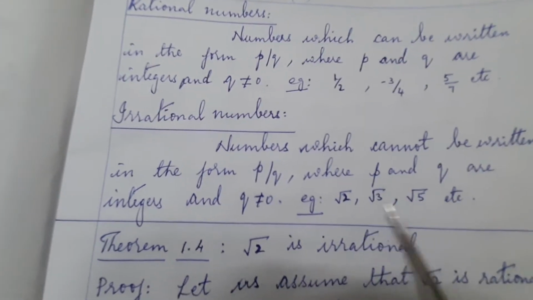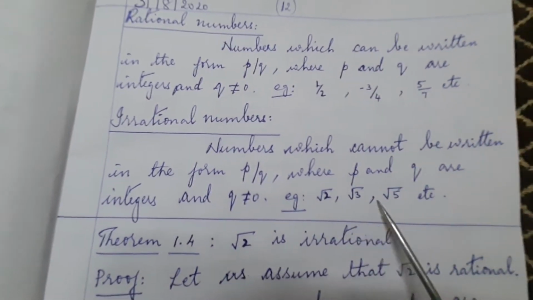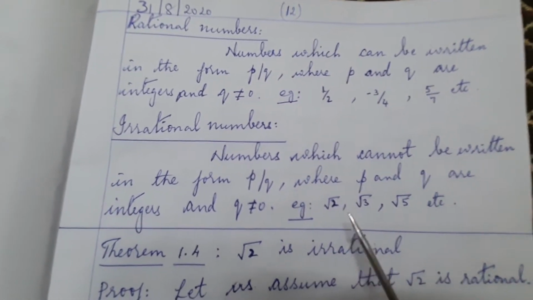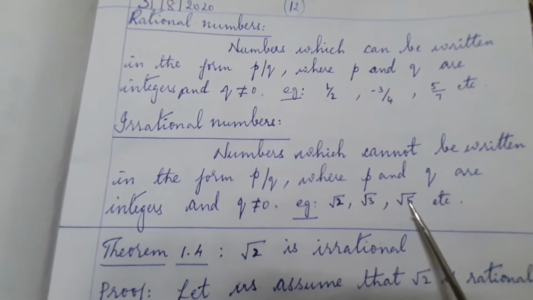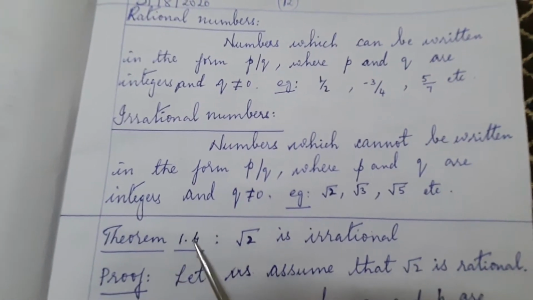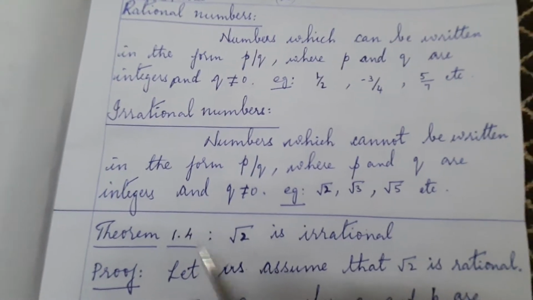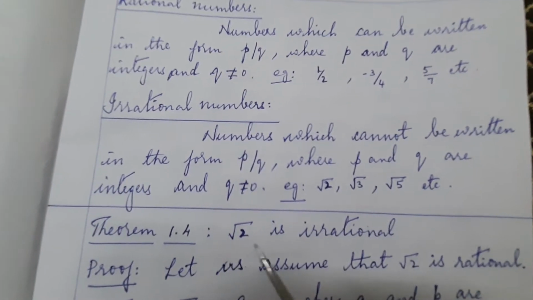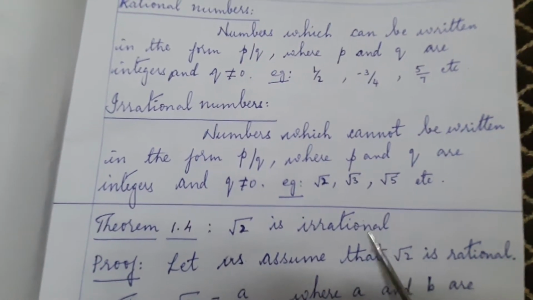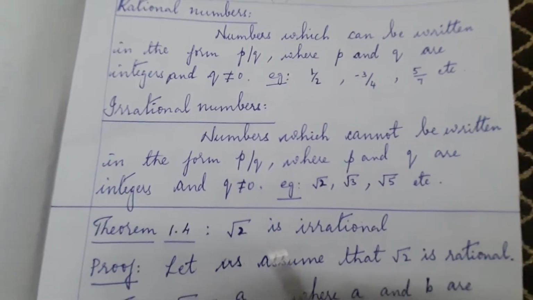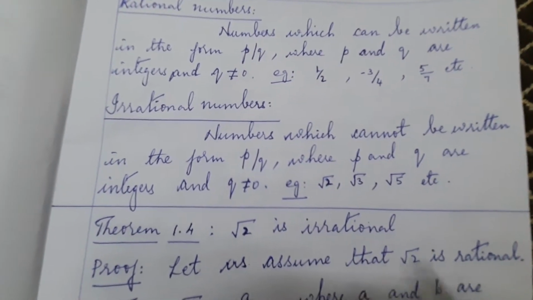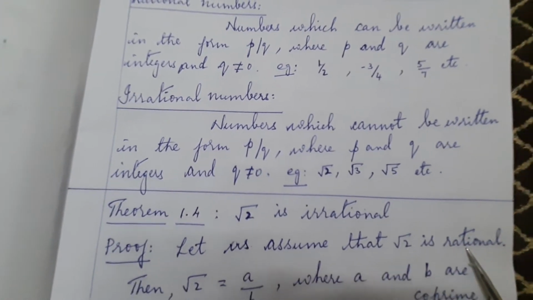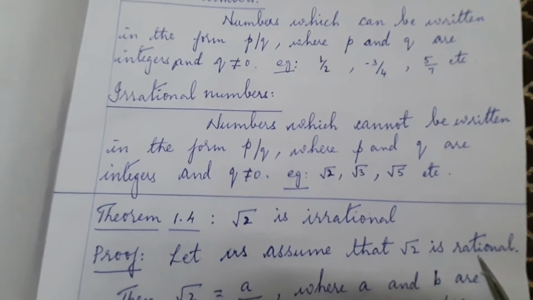These are irrational numbers. Now, in this chapter, we are going to prove that these are irrational numbers. The theorems are there to prove root 2, root 3, root 5 are irrational numbers. Now, let us go to theorem 1.4, which is in the reader. Root 2 is irrational. That means in the question paper, you may get like this, prove that root 2 is irrational. So, in order to prove it is irrational, let us assume that it is a rational number. Last, let us show that it is not a rational number, but it is an irrational number.